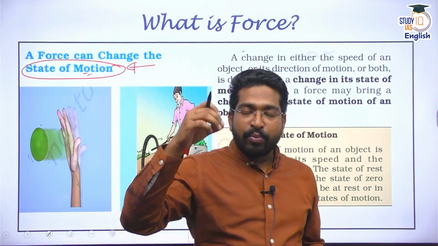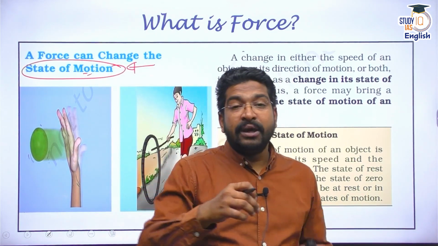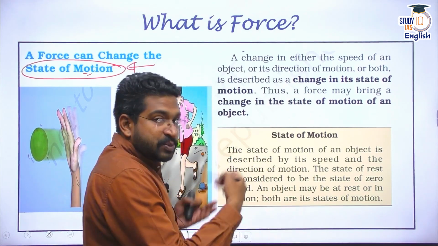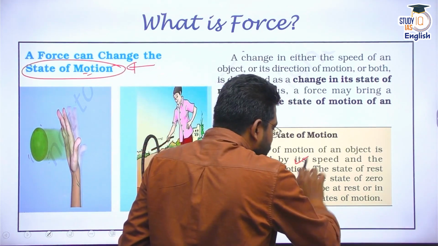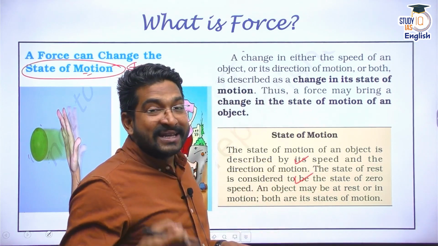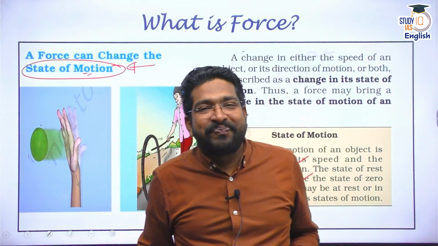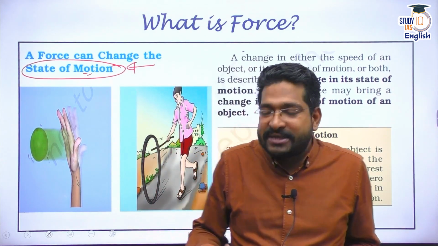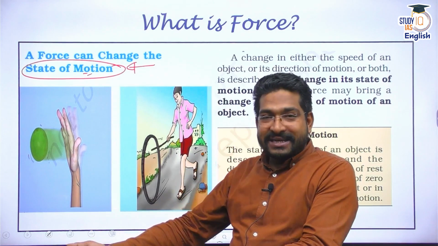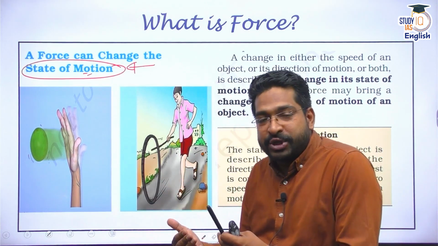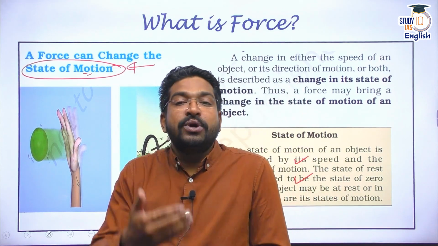It may be moving or it is brought to rest. Please remember, state of motion can be a moving thing or it can be at rest. State of motion is both. Being at rest or being in motion, both are considered states of motion. Rest means where the speed or the velocity is zero. It's not moving. For example, there is a chair here. The chair is in a state of rest. Right now I am in a state of some motion because I'm moving.